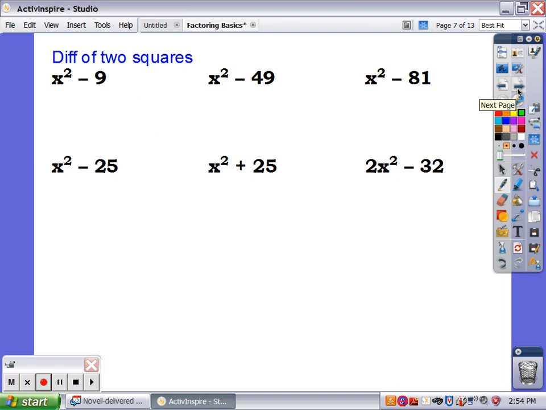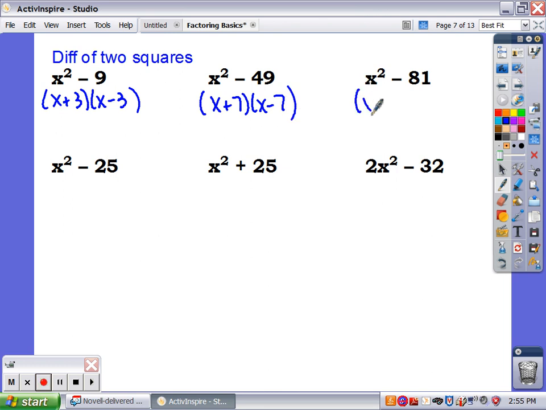Now, there are patterns that we just have to learn, and one of the easiest and most comfortable ones for students is usually the difference of two squares, where you can break it down into x plus 3, x minus 3. On 49, I'm thinking, what's its square root? x plus 7, x minus 7. All right, does it matter if I always do the plus first and the minus second? Not at all. With 81, I might say x minus 9, x plus 9. The order of the factors isn't important.